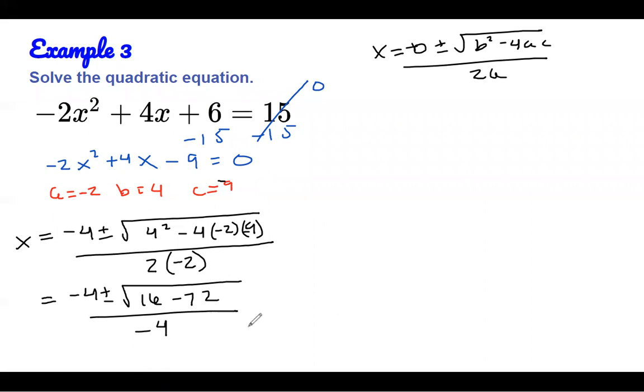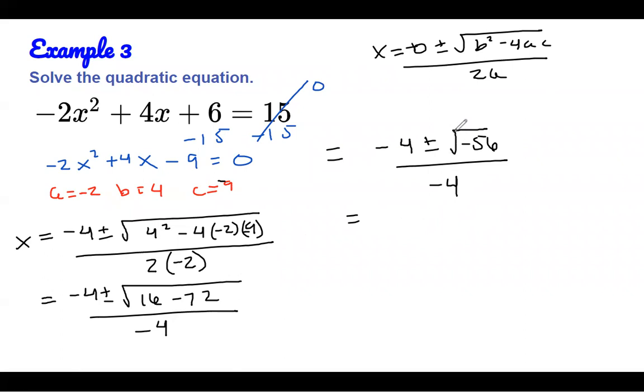All right. Let's go ahead and continue. Daisy, you ready? All right, what do I have? Negative 4 plus or minus square root of negative 56 over negative 4. All right. One last step. We have a negative instead of a radical. How do we simplify that part?